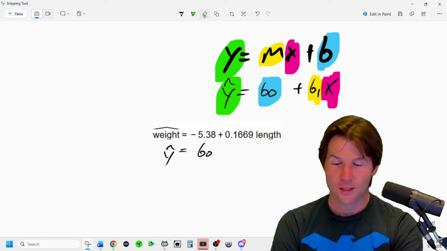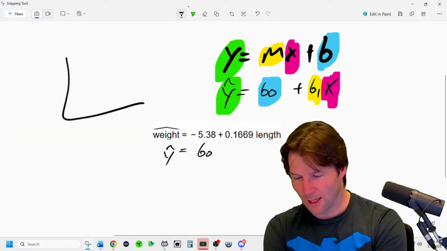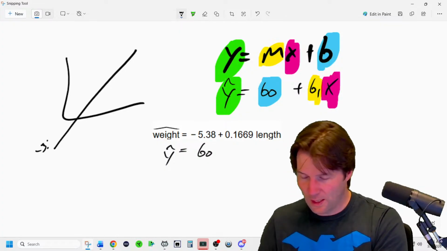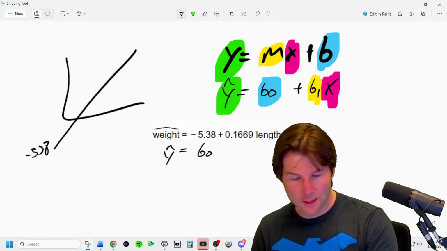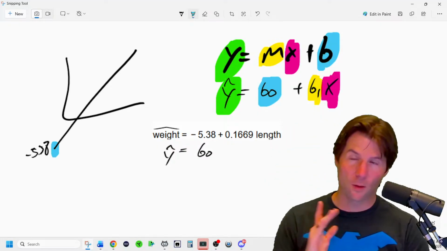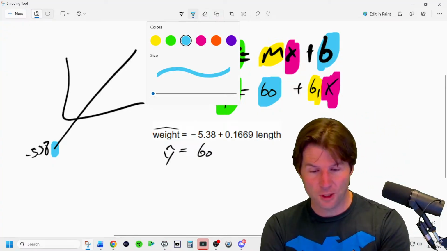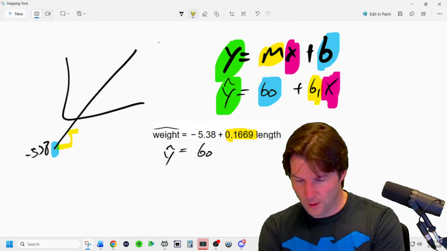Draw it out. So we've got down here, the intercept is going to be at negative 5.38. That's where it would hit down here. So that is the intercept, the b or the b0. I prefer to do b0 plus b1x. The slope coefficient is going to be this. So that is going to be the rise over run.